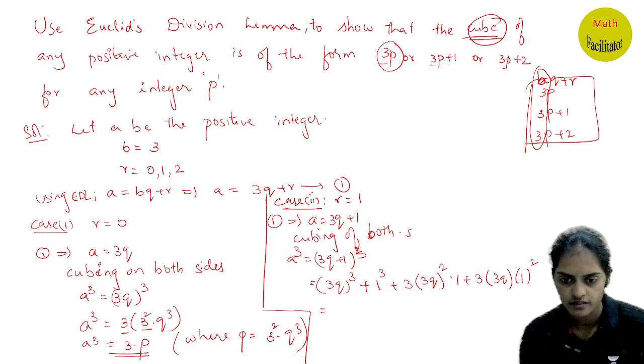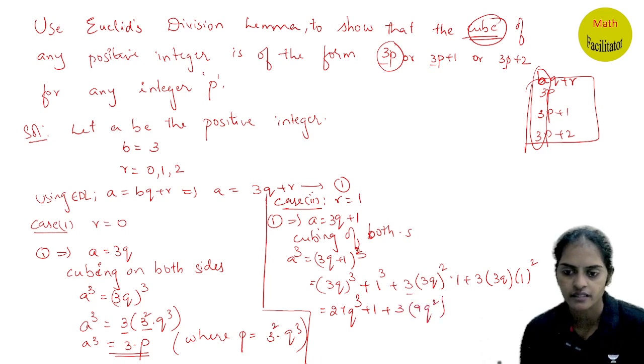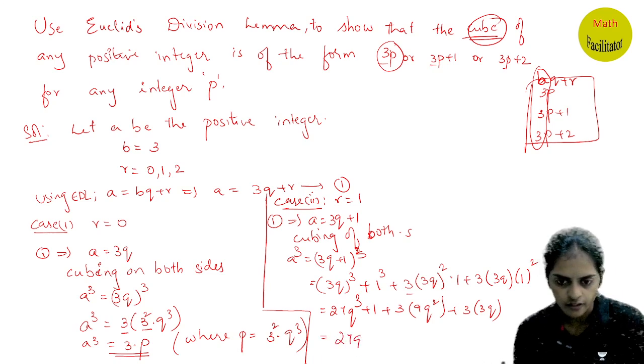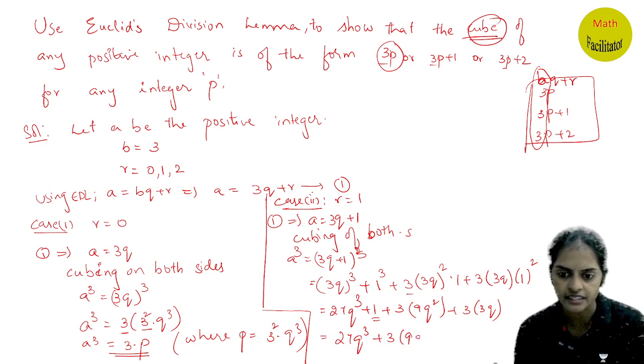Now substitute. See here, 3³ is 27q³ + 1 + 3 into 9q² + 3 into 3q. Now just have a look here. This 1, I keep aside. From everything else I can take 3 common.